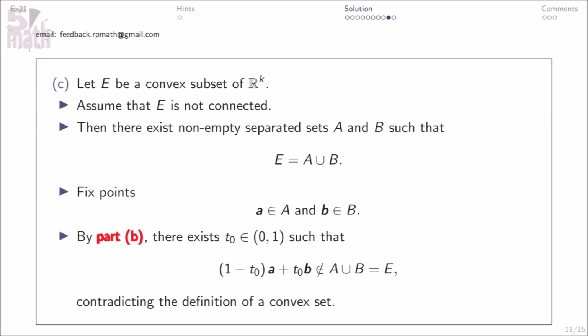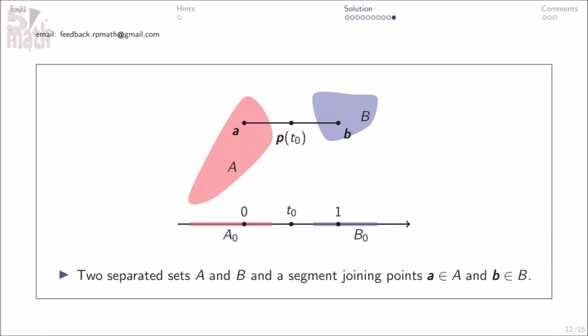C. Let E be a convex subset of Rk. Assume that E is not connected. Then there exist non-empty separated sets A and B such that E equals A union B. Fix points A element of A and B element of B. By point B, there exists T element of this such that this, contradicting the definition of a convex set. Here is a picture. Two separated sets A and B and a segment joining points A element of A and B element of B.